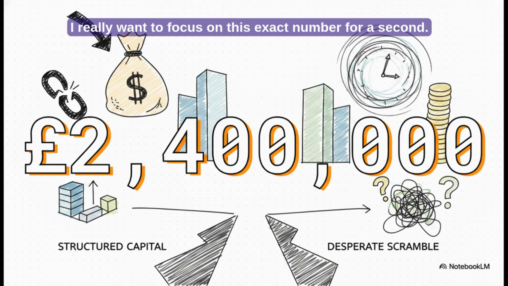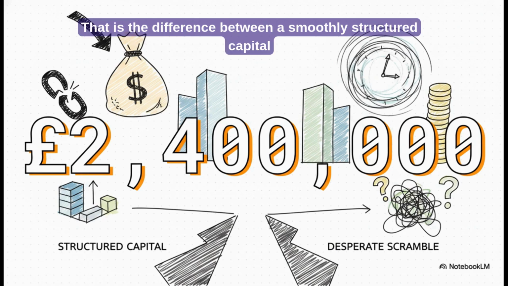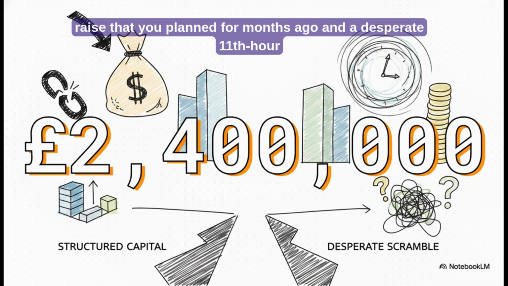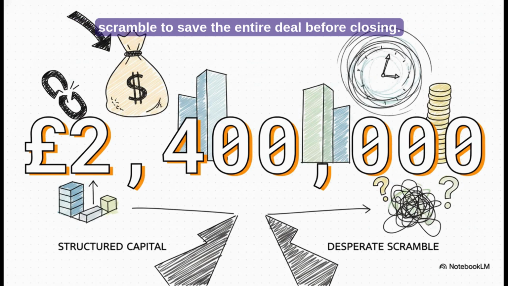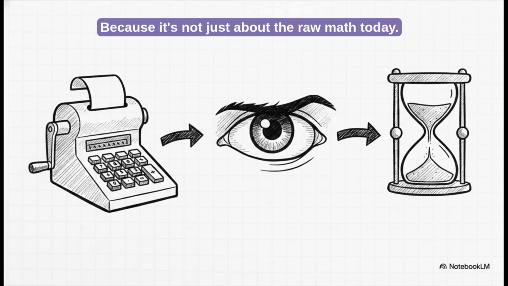I really want to focus on this exact number for a second, because this £2.4 million gap, that is the difference between a smoothly structured capital raise that you planned for months ago and a desperate 11th hour scramble to save the entire deal before closing. Let's move to Section 5, lender context and refinancing. Because it's not just about the raw math today. We have to look beyond the numbers to see what happens when the loan actually matures.